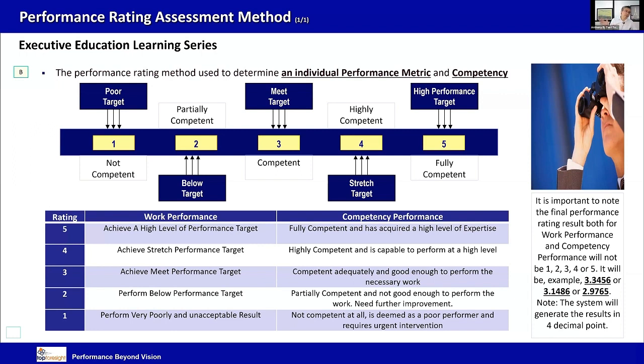Now, the one that you see here is called a 5-point rating system. What a 5-point rating system means is there are 5 points in which you rate the performance of an individual. So if you want to do KPI, OKR, we have to eventually come out to assess. We are not only tracking, we are assessing the performance. So in this case, meet target, the rating is 3. Stretch target, the rating is 4. High performance target, the rating is 5. Below target is 2. And poor target could be 1. So these are typical examples of how performance rating can be done.